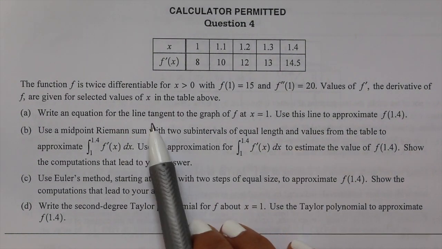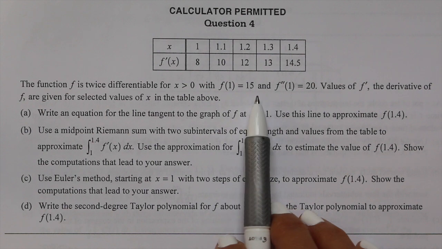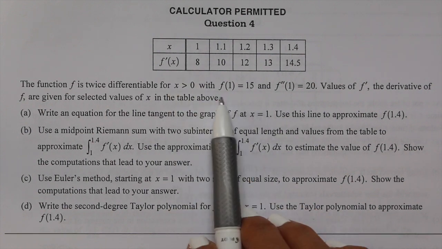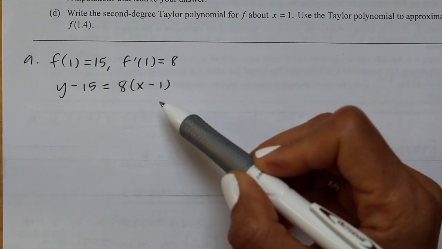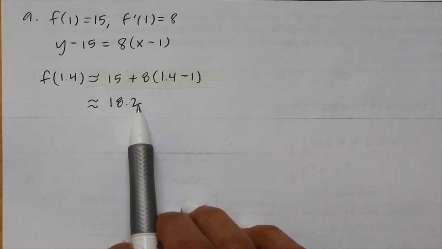To write the equation of a tangent line, we just need a point and slope at x equals 1, and we're given f of 1 is 15, and then we also have f prime of 1 is 8, so we're going to plug those straight into point slope form. And here's the equation of your tangent line. So f of 1.4 is approximately equal to 18.2.